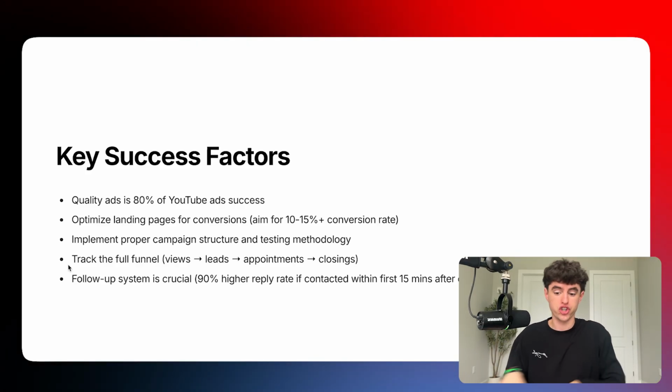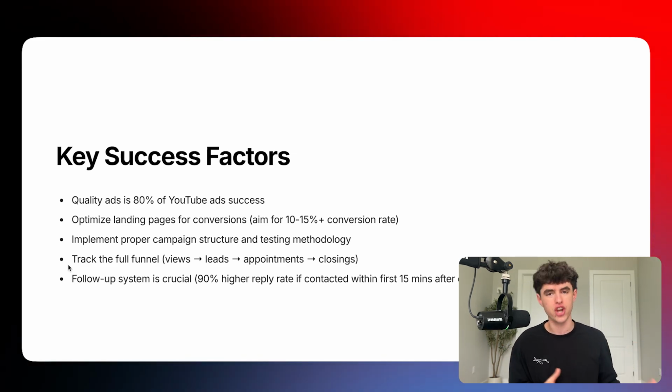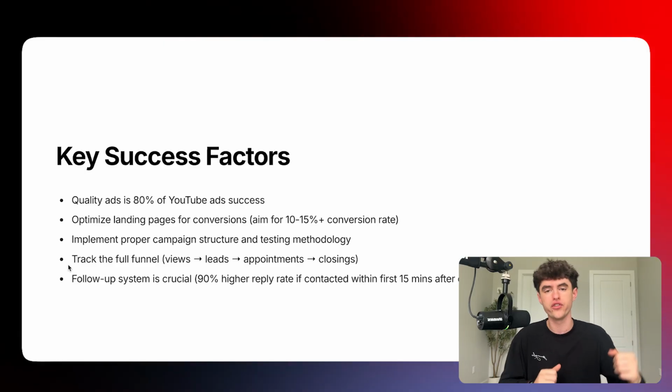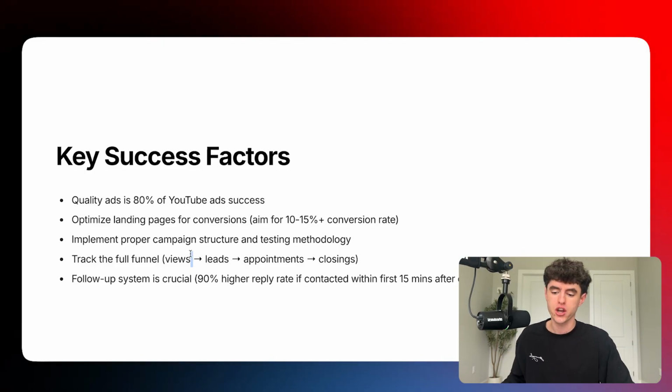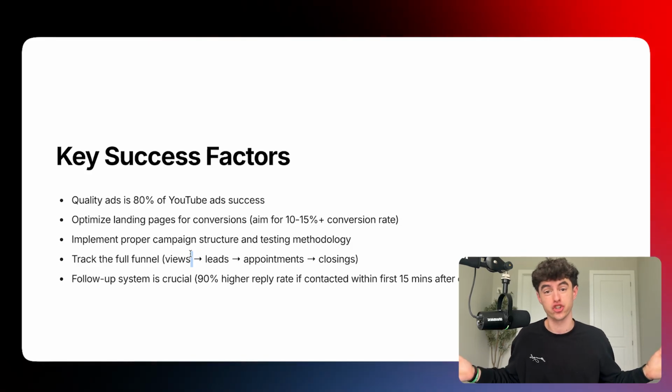Check your views, check your leads, check how many appointments you're booking out of those leads, check how many closings you're closing out of those appointments. And from there, you can change different things and tweak and pull different levers based on which different components are performing suboptimal to what is industry standard.